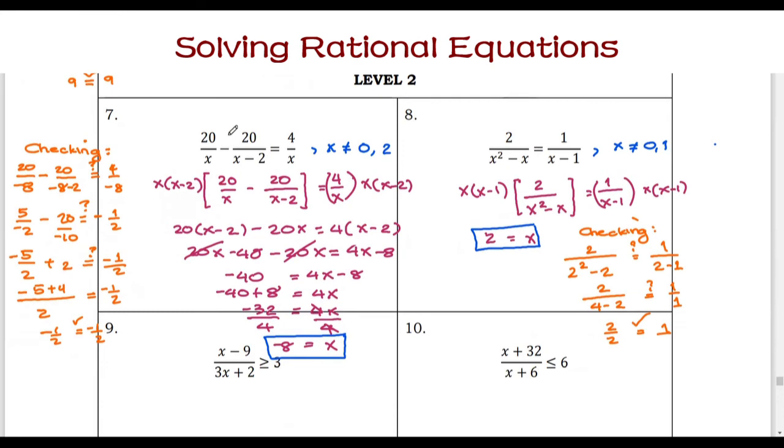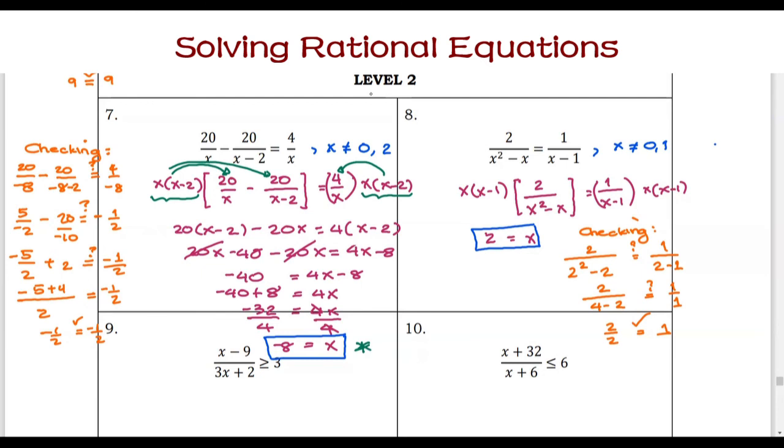Okay, so for this number, hindi ulit cross multiplication. Okay? So, I multiplied both sides of the equation by the LCD again. And what is the LCD? It is x times x minus 2. Ito. Okay? Tapos, i-distribute lang natin sa loob. Okay? Dito. Okay? Same here on this side. Alright? Tapos, you try to simplify and you're going to get x equals negative 8.